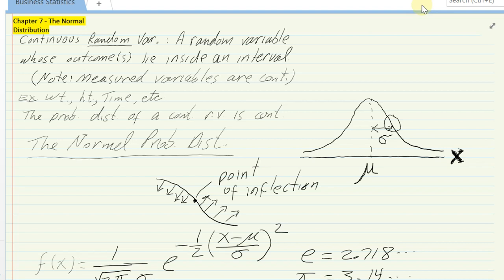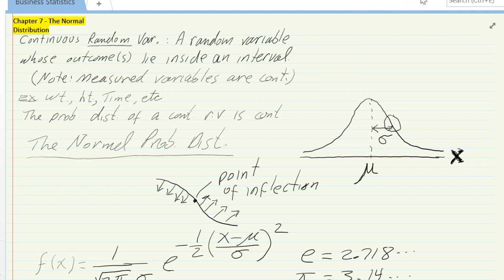This is different from discrete. Remember, in the case of a discrete variable, there were gaps between numbers, so the values cannot be contained inside an interval. They have to be separated, and there has to be gaps between numbers. So in this chapter, actually, we're going to talk about continuous random variables.